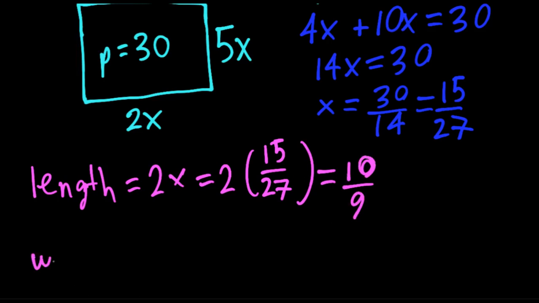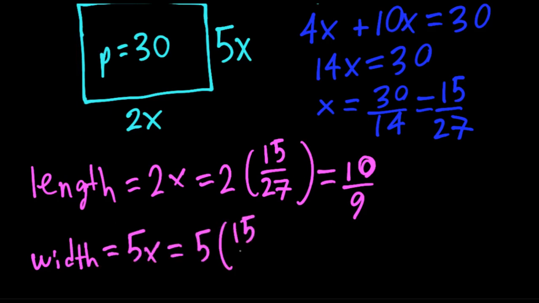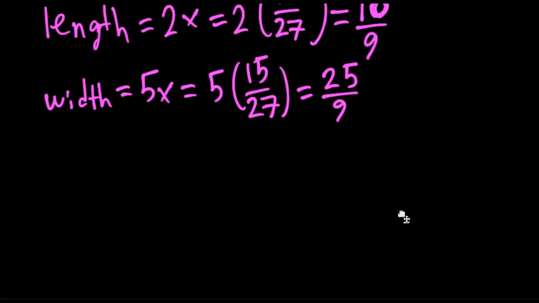And then the width is equal to 5x, which is equal to 5 times 15 over 27. And we'll use our calculator again. So 5 times 15 over 27, that gives us 25 over 9. So in this case, we can leave them as fractions just because we get recurring decimals. But that's all right, so we solved that problem. Okay, so let's move on to our final example. And this is a difficult one, but it's always good to know how the more difficult ones work so that you'll be able to solve any of them.